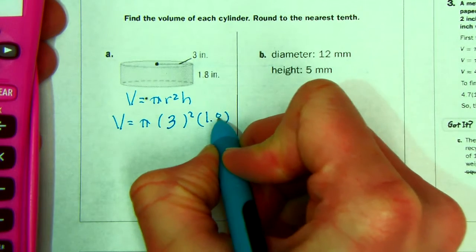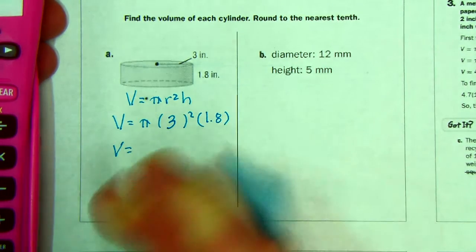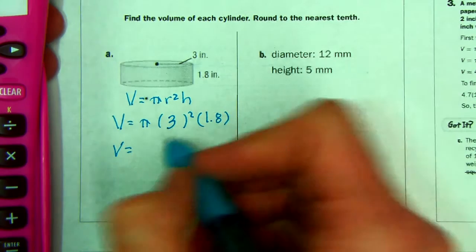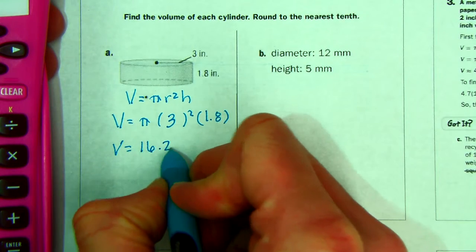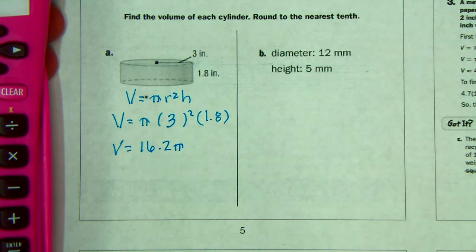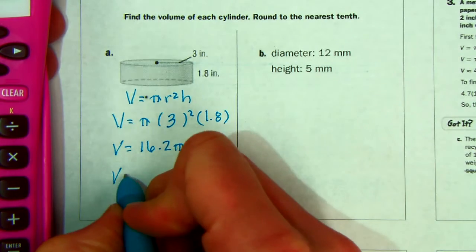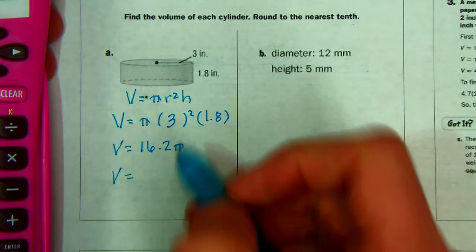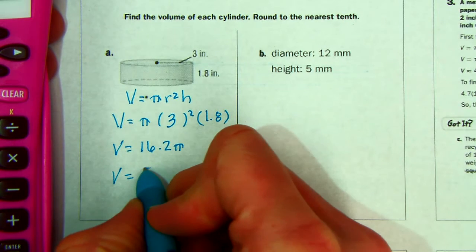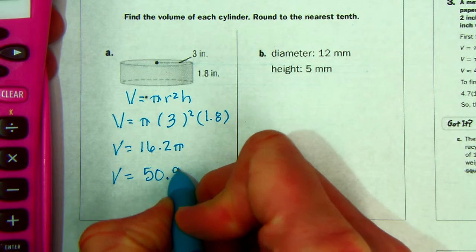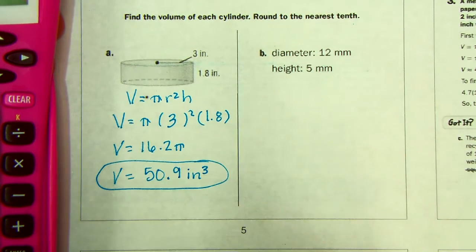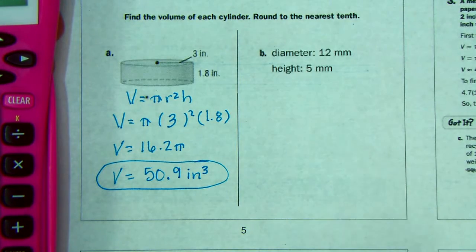I'm going to get 16.2 pi. That's my exact answer, and then I'm going to multiply it out times pi, and rounding to the nearest tenth, as it says, we should get 50.9 inches cubed. Circle that answer. Now, I do expect to see all 3 of these steps. This one is optional. You can do it if you want, but you don't have to.